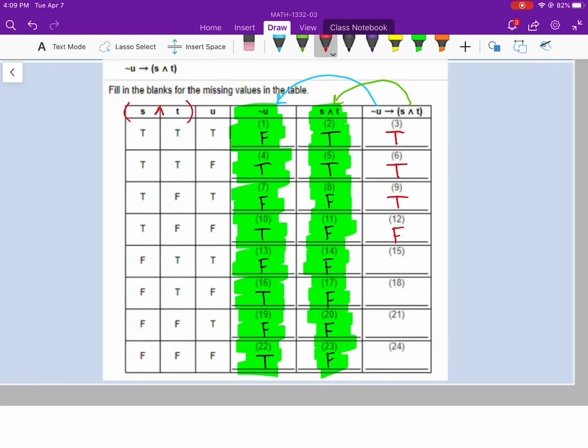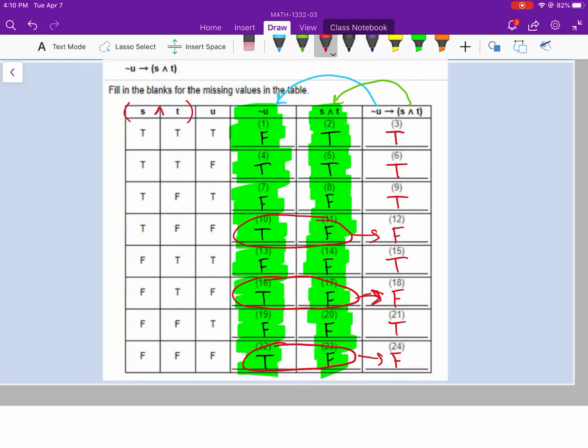Number 15. If false, then false. That's true. Number 18. If true, then false. That is false. There's our other false right there. Number 21. If false, then false. That's true. And last one. If true, then false. That is false. So again, based on the definition of conditional there, we have 3 that result in false results.